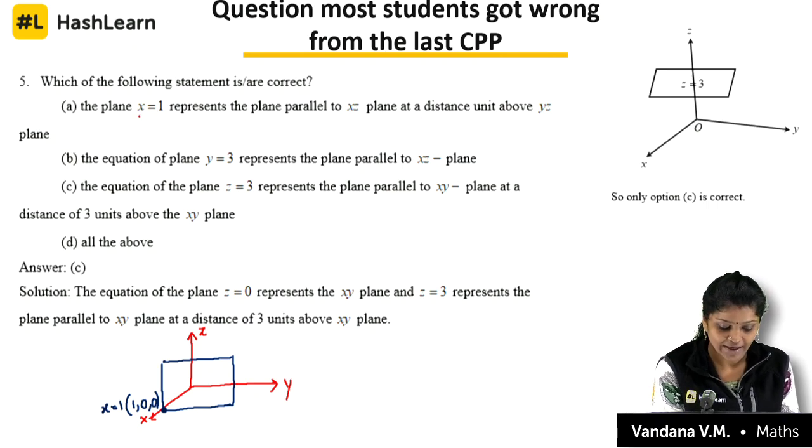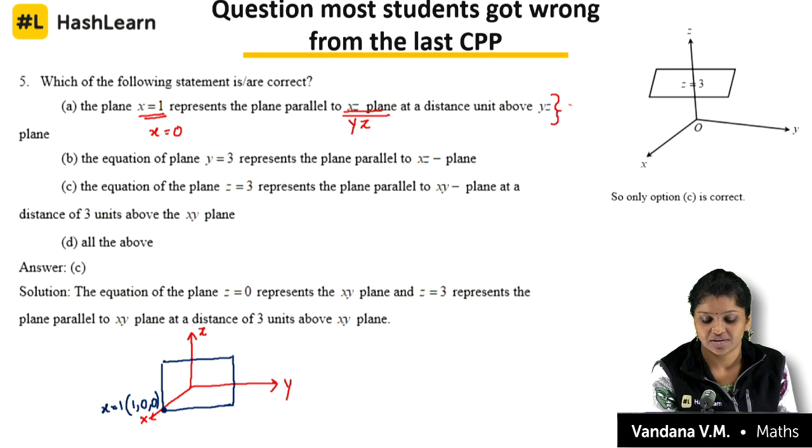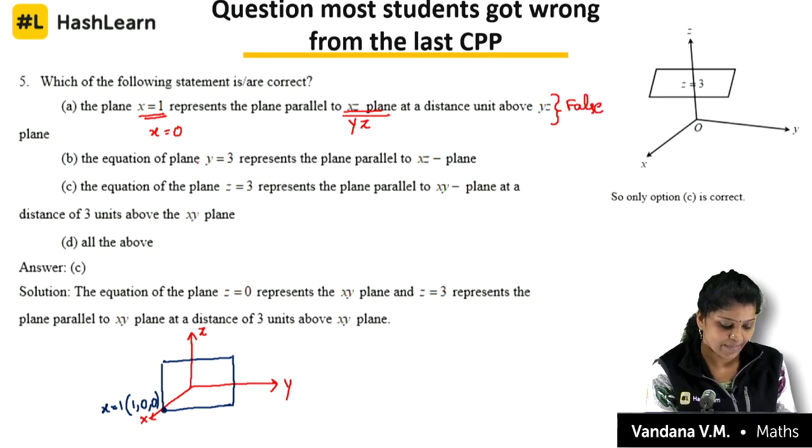So, here what they are telling: we know that x is equal to 0 represents the plane parallel to yz plane, isn't it? Parallel to yz plane, but here they gave xz plane. So, because of that, this is false. Next, come back over here.